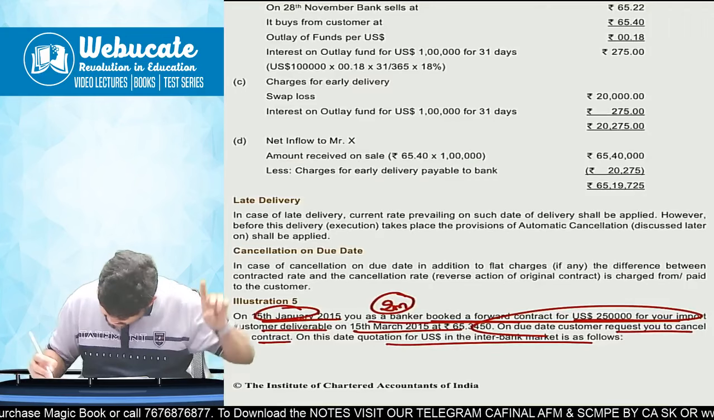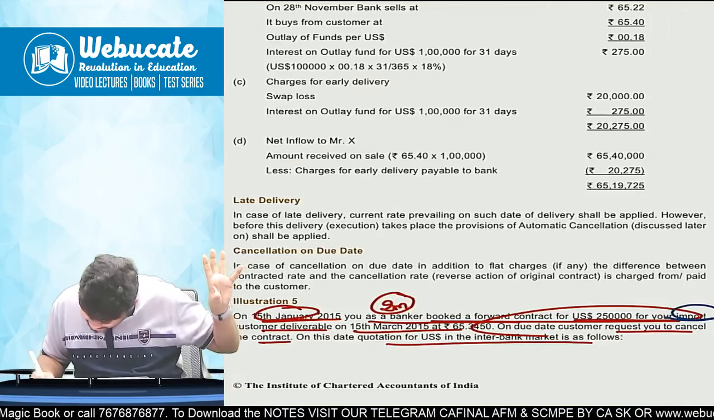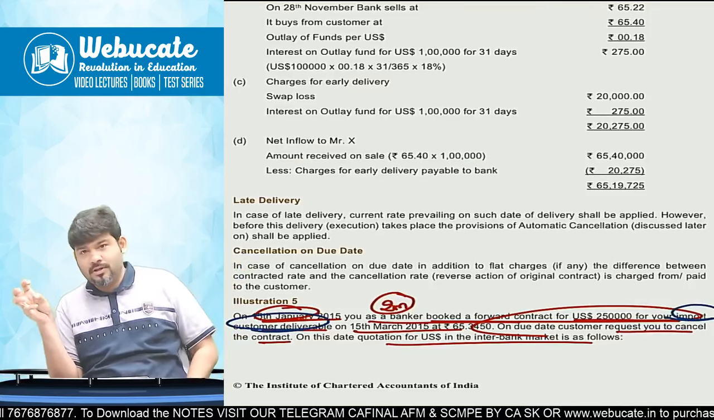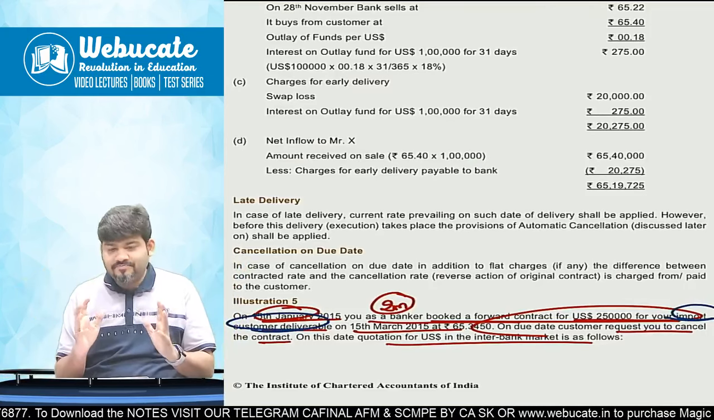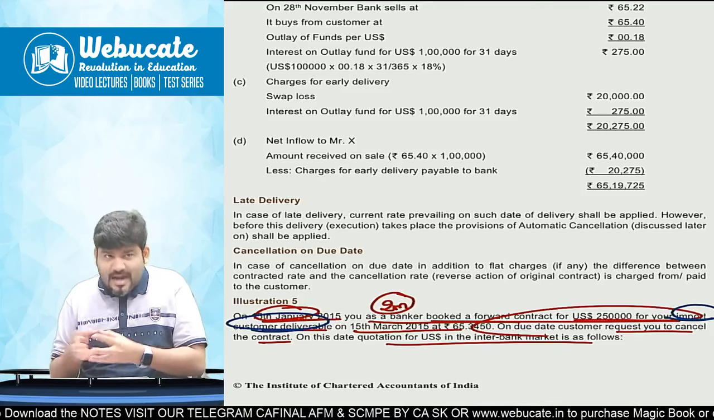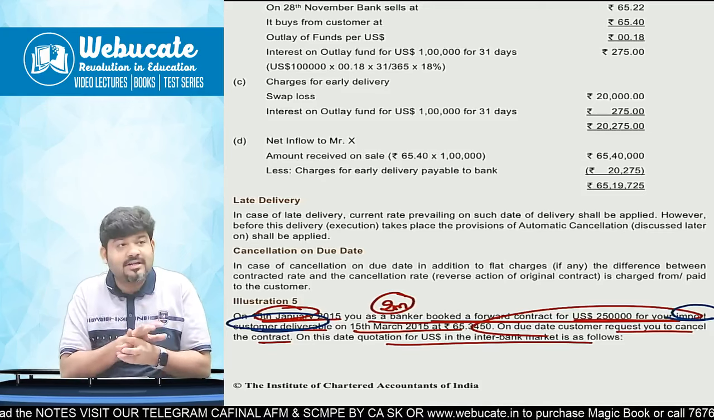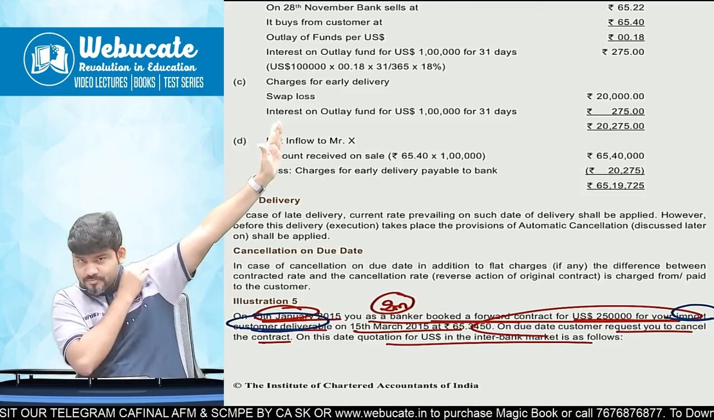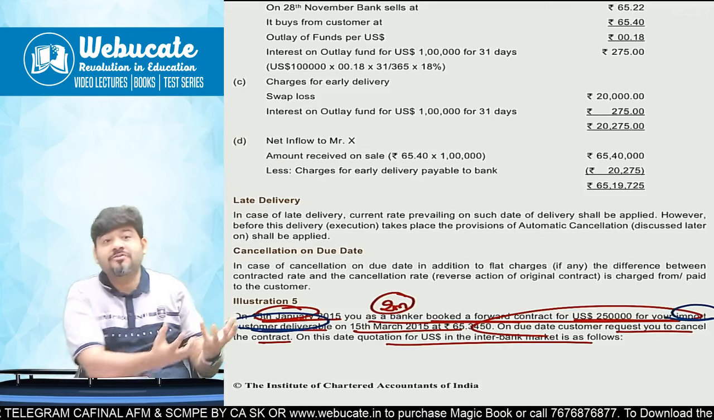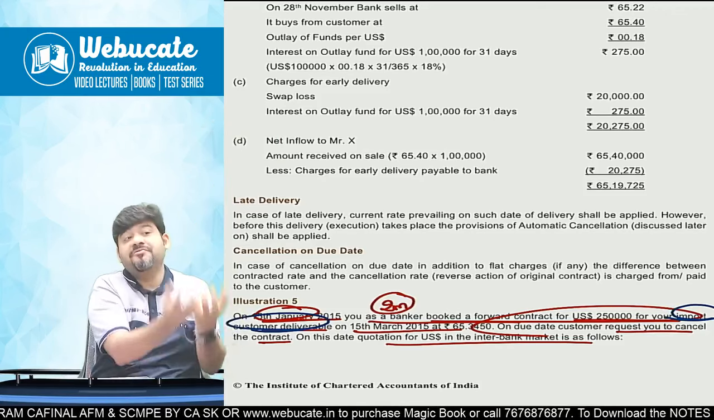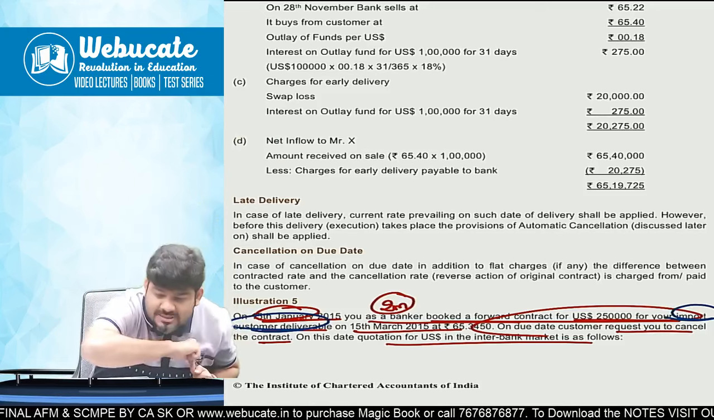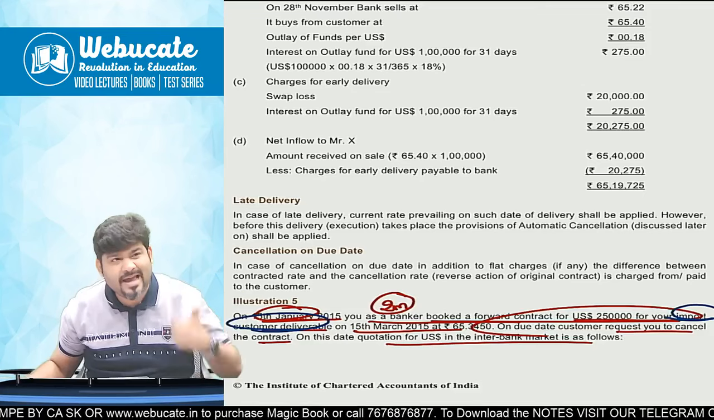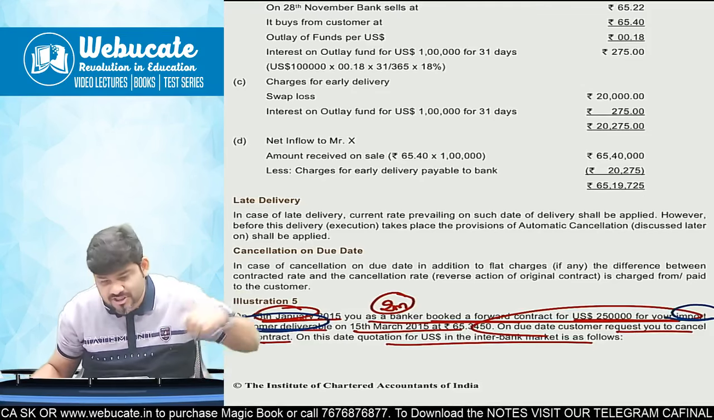See, for your import customer deliverable means customer is importer. Start thinking. When the customer is importer, after 3 months, 2 months, whatever is the date, he will require dollars to send it to his exporter. So he will have to purchase the dollars. So if he has to purchase the dollars, bank will have to sell the dollars. That's it. Bank sell dollars, customer purchase dollars. This is what it means.